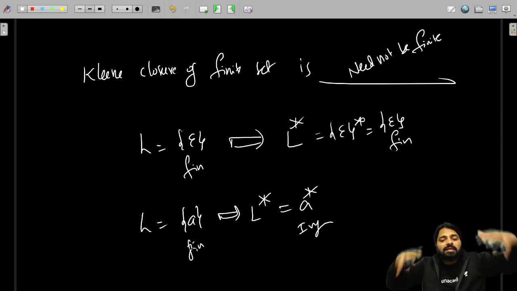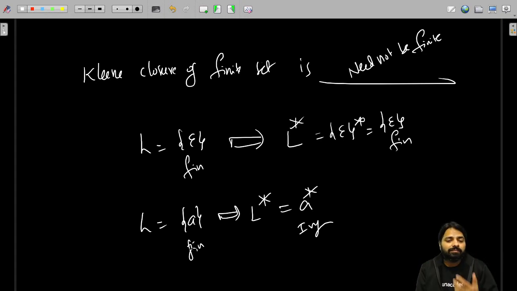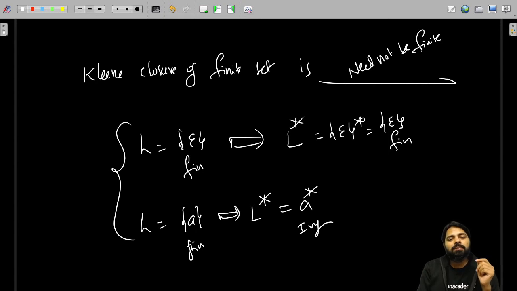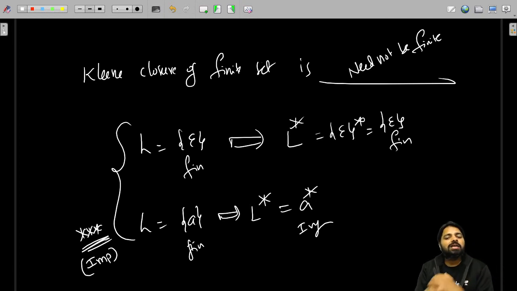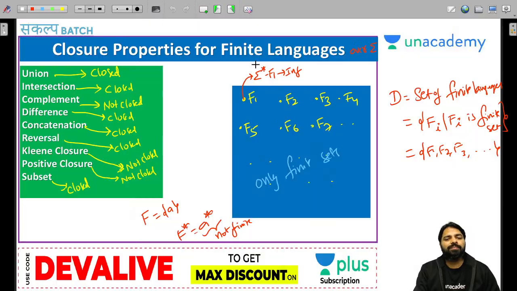Sometimes the result is inside the domain, sometimes the result is outside the domain. Yes, that is the reason it is not closed. This is important for a not closed example. Why do we say not closed? We have an example. There exists L where L star is not inside the domain. Okay, so focus on this.